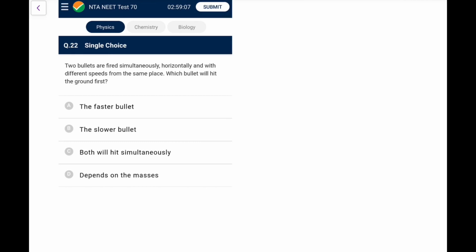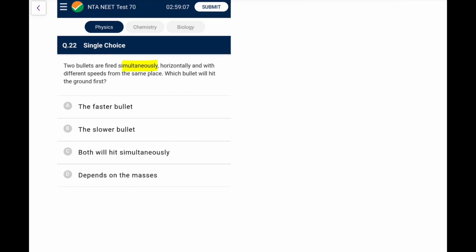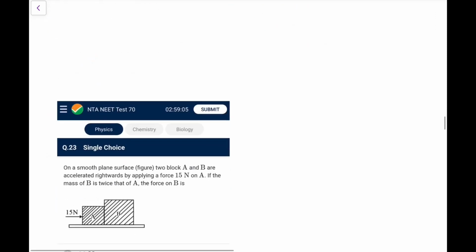2 bullets are fired simultaneously, horizontally and with different speeds from the same place. Which bullet will hit the ground first? They are fired horizontally, so uy of both is 0. So both will take equal time to fall, and both will hit simultaneously. Again an easy one. Next one.